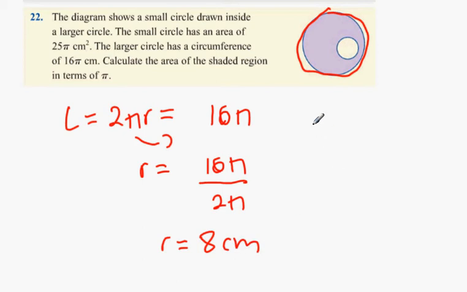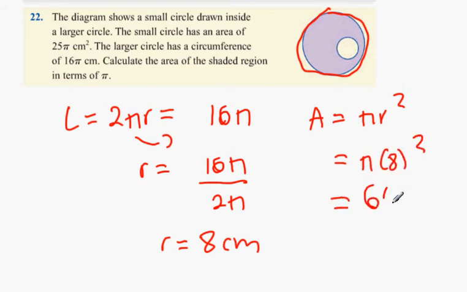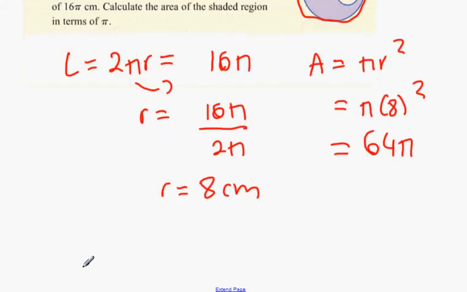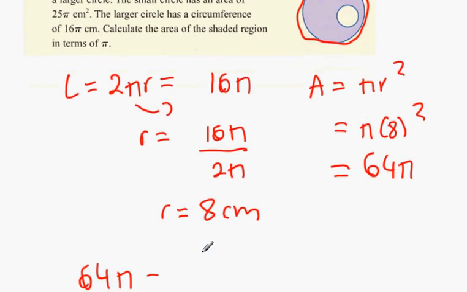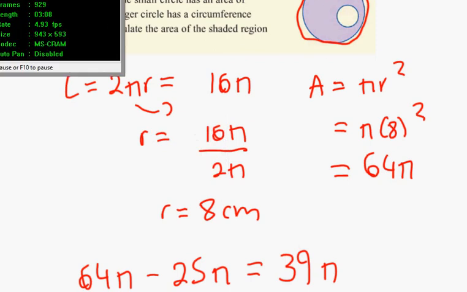The area of the big circle therefore is pi r squared, and this is going to be pi times 8 squared, which is 64 pi. You now know the area of the big circle is 64 pi. You're told that the area of the small circle is 25 pi. Take them away from each other and you will get 39 pi. So that's the area of the shaded section. Any questions about that one?